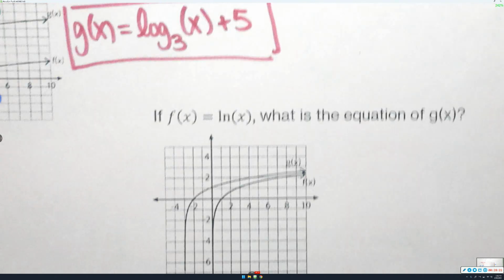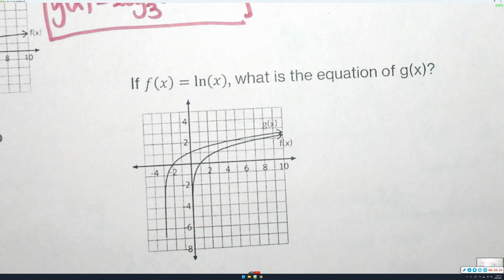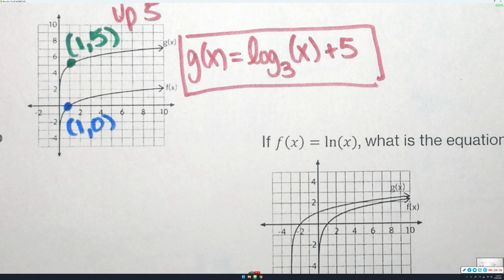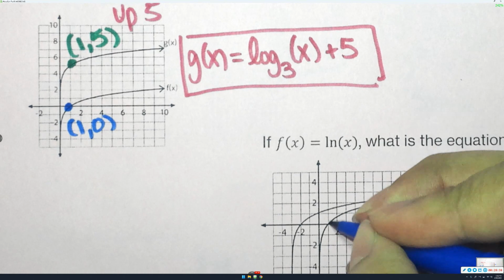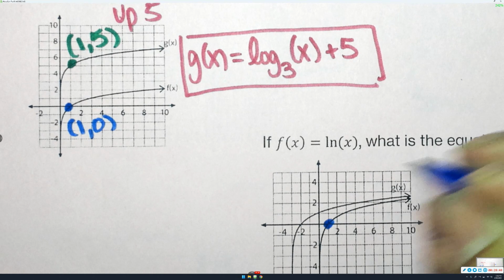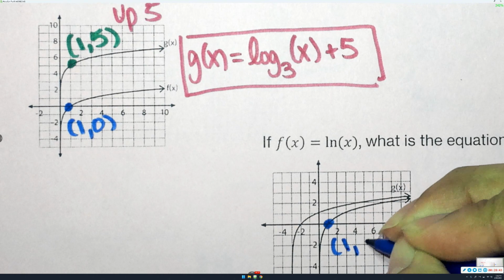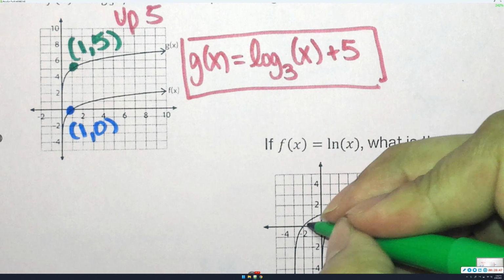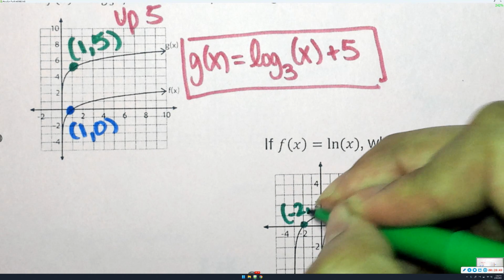Now, let's move on to the next question. Same idea right here. For this one, we have: if f of x equals natural log of x, what is the equation of g of x? So for this one, same idea. We choose a point of accuracy. For f of x, we have a point of accuracy at 1, 0. For g of x, we have a point of accuracy right here at -2, 0.